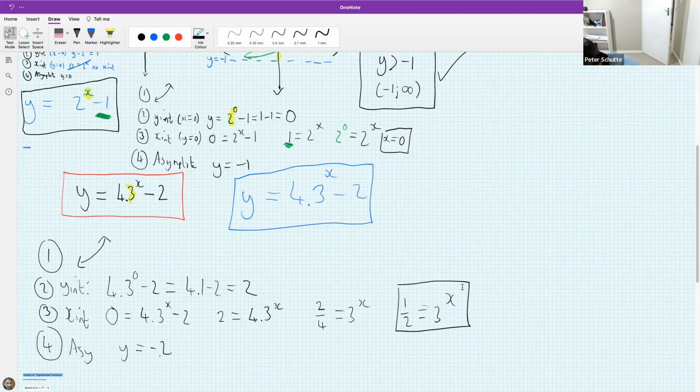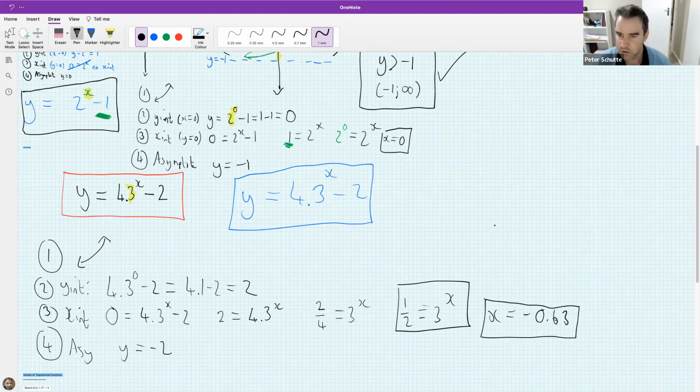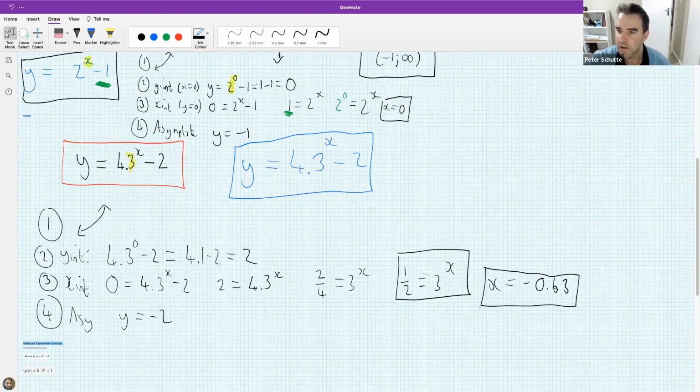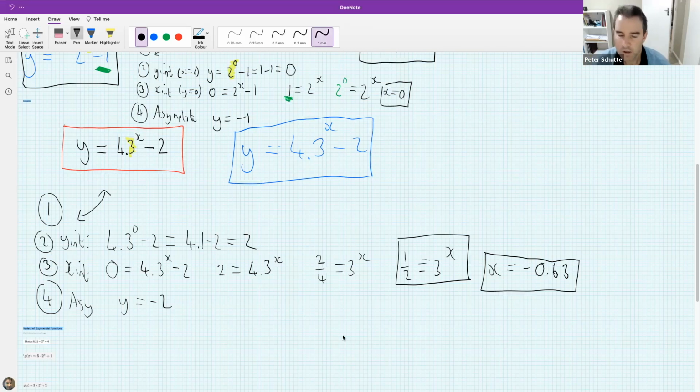So the base is 3. Yeah. So the answer for X is just going to be negative 0.63. And I will give you that answer because you need logarithms in order to get that perfectly. But I want to see the graph. So what will my graph look like?